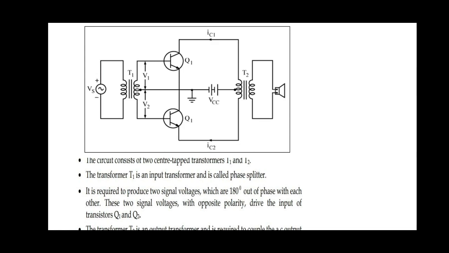When one transistor amplifies the positive half cycle, the other transistor amplifies the negative half cycle of the signal. In this way, the output voltage is a complete sine wave. At the same time, the circuit delivers a high output power to the load due to class B operation, because the efficiency of class B operation is around 78%.